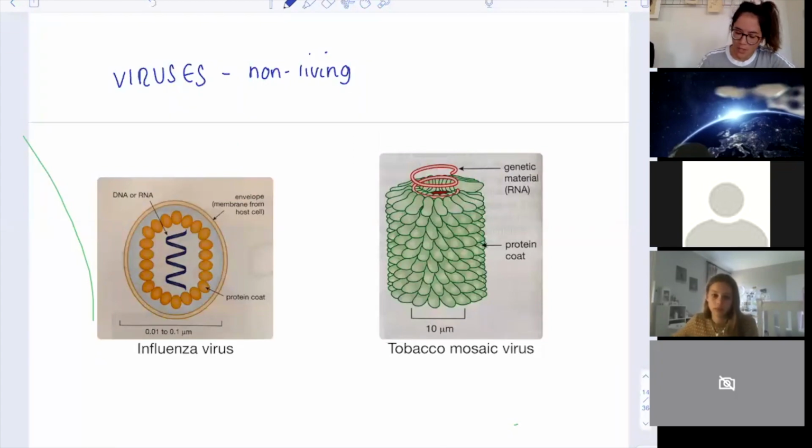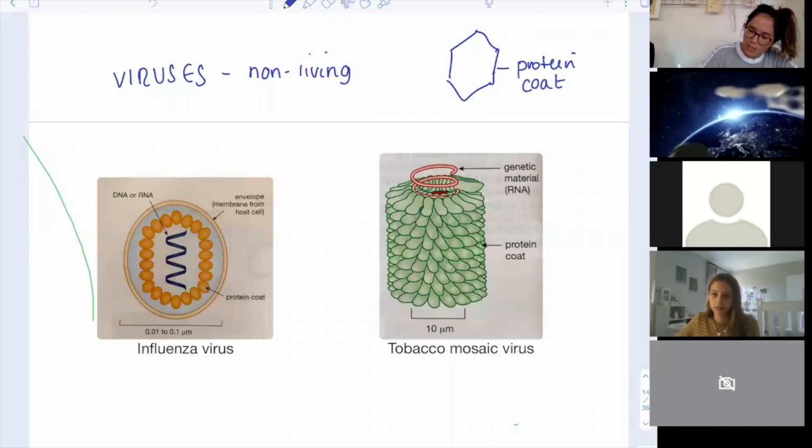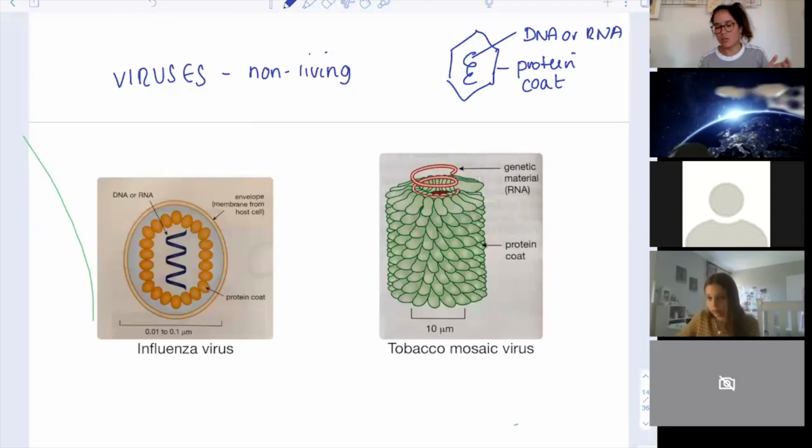But in terms of their simple structure, honestly, this is all I would do if I was sitting an exam. I'd say it has a protein coat which surrounds either DNA or RNA. It totally depends on the individual virus. One thing to notice is that they are always harmful. There's never been a nice virus.